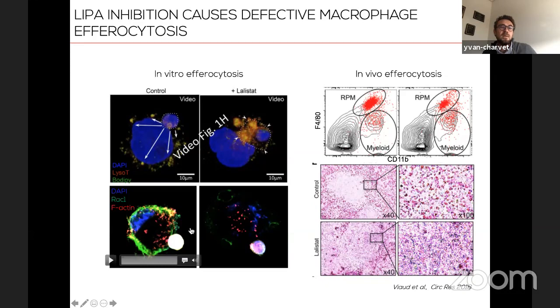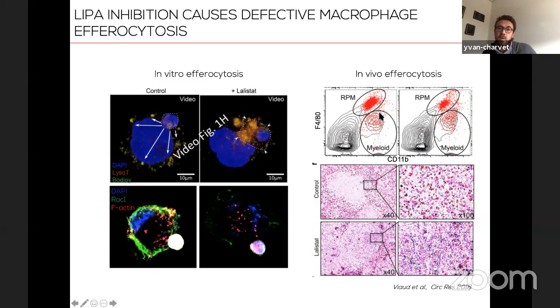So we looked at whether these changes were associated with changes in membrane ruffling. And so we looked at a double staining for RAC1 and F-actin. And as you can see, in the control cell, RAC1 and F-actin, the cytoskeleton, is going around the apoptotic cell to allow the uptake and digestion of the cell. But in the presence of Lalistat, you can clearly see that there is no cytoskeleton rearrangement and the cells are stuck outside of the macrophages.